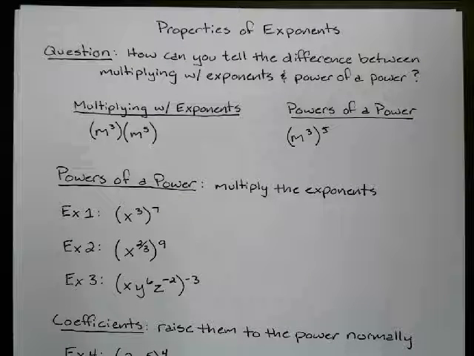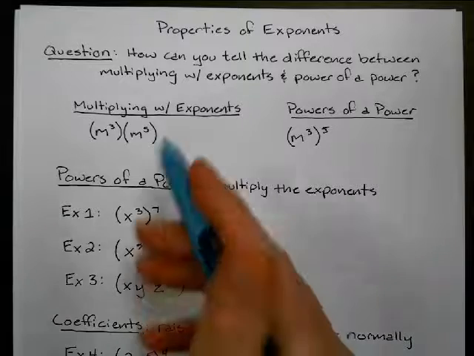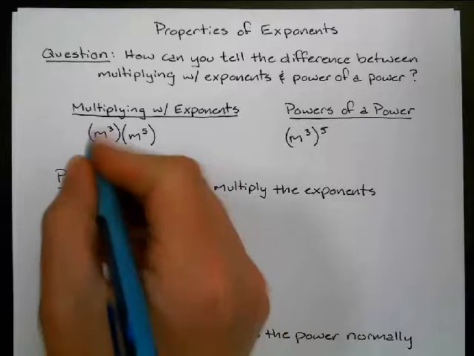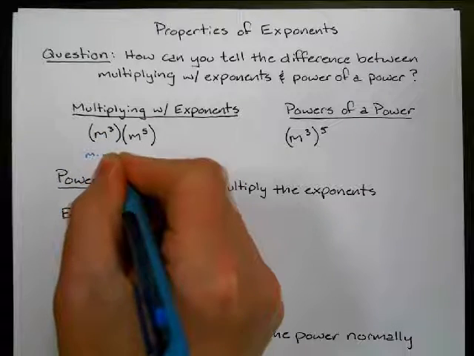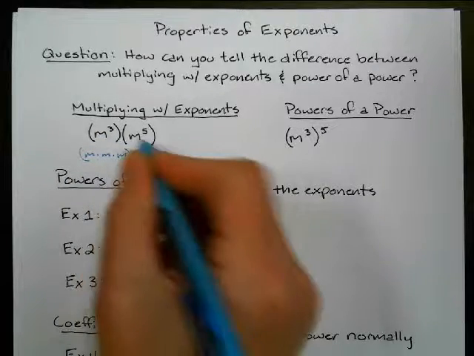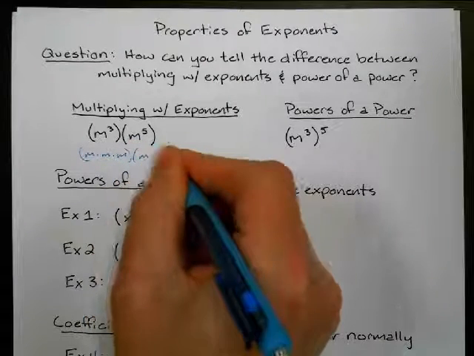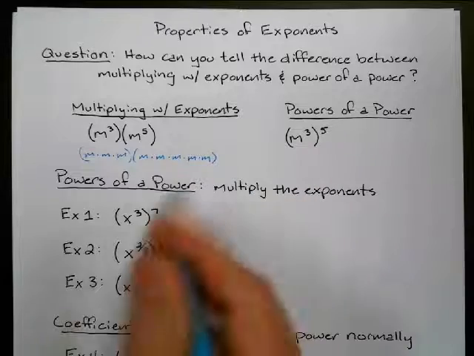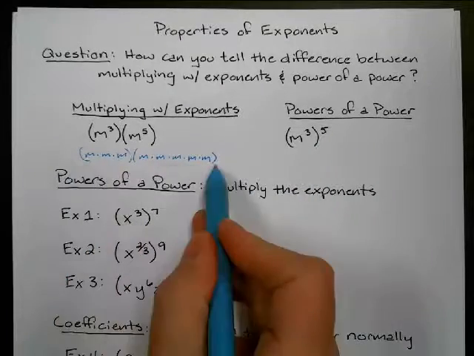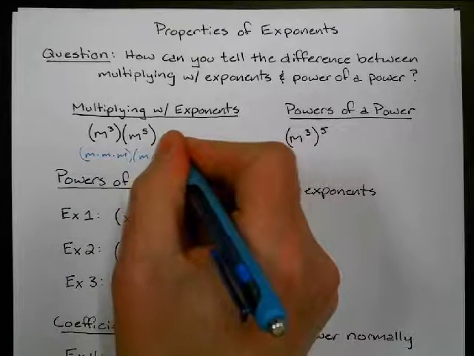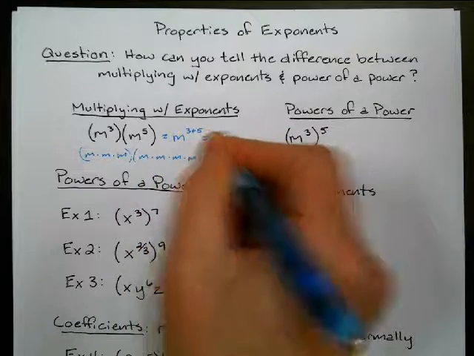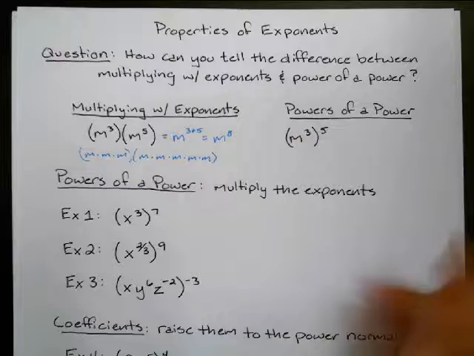And to show what the difference is, we're going to expand each of these to show what's actually happening. Now, multiplying with exponents is what we did in the last lesson. If it's m to the third, there are 1, 2, 3 m's. And if it's m to the fifth, there's 5 other m's: 1, 2, 3, 4, 5. So how many m's do we have? Well, we're multiplying a total of 8 m's. So that means we're adding the exponents. So that's m to the 8th power.